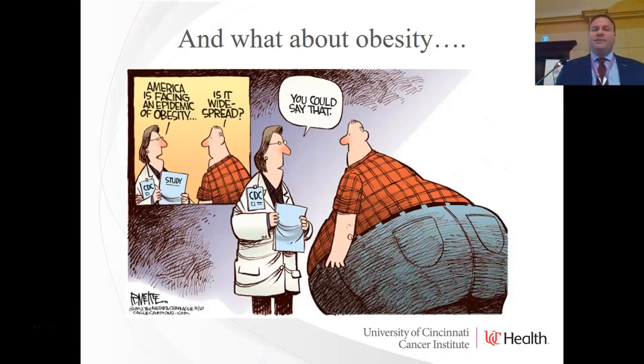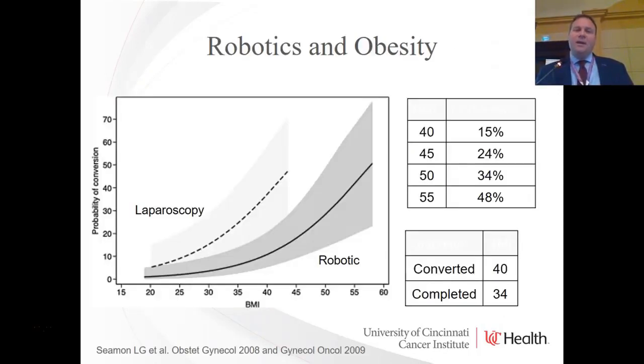But what about obesity? The slide says America is facing an epidemic of obesity, and the other guy says it's widespread. It certainly is very widespread in the United States. But we knew that the conversion rate was higher in our morbidly obese patients. This is BMI, and this is conversion rate. And when we looked at 74 patients with an increased BMI, you can see that the conversion rate certainly went up.